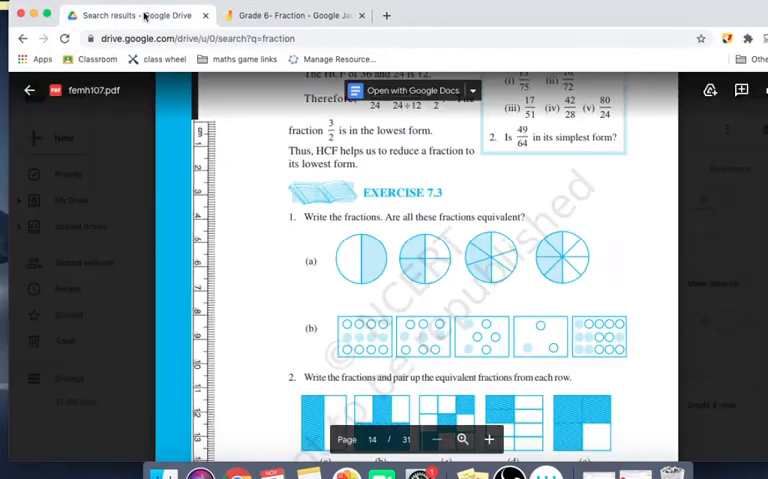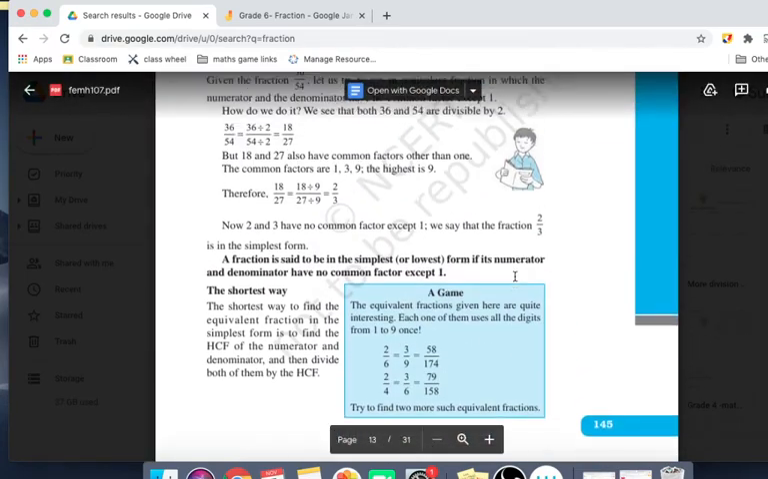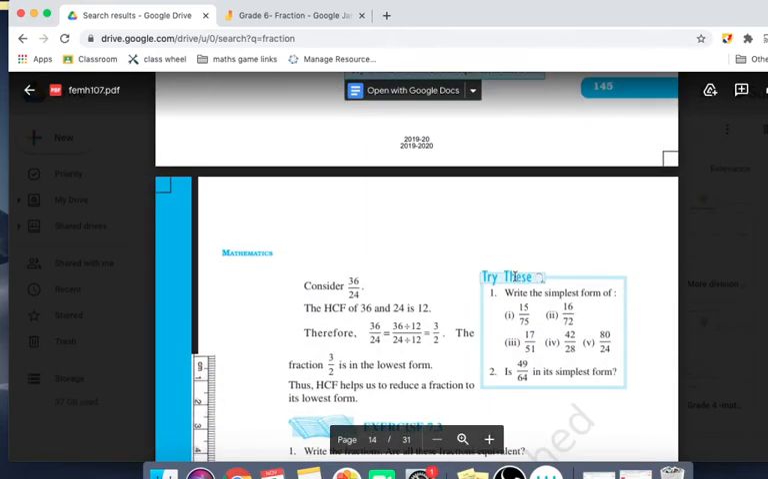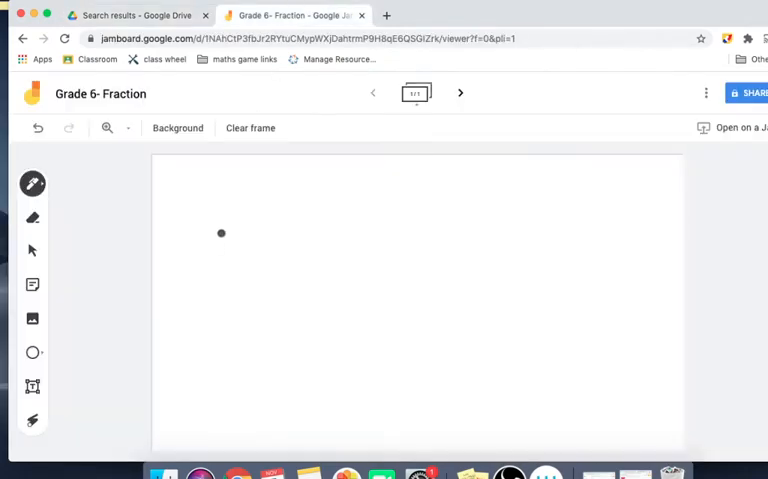Yeah, so as I was saying, we will do some examples of the topic, simplest form of a fraction. So let's try some questions, and your question number 1 is 60 divided by 84.